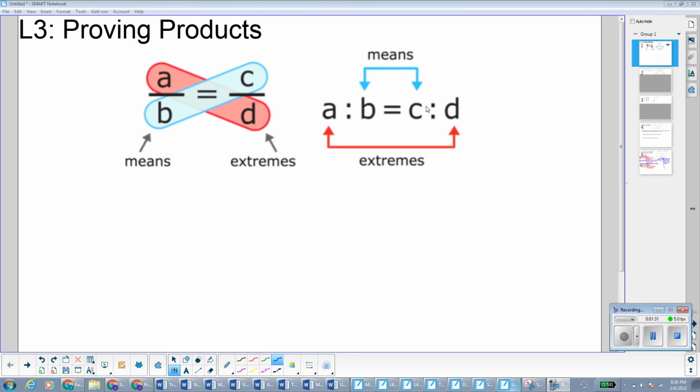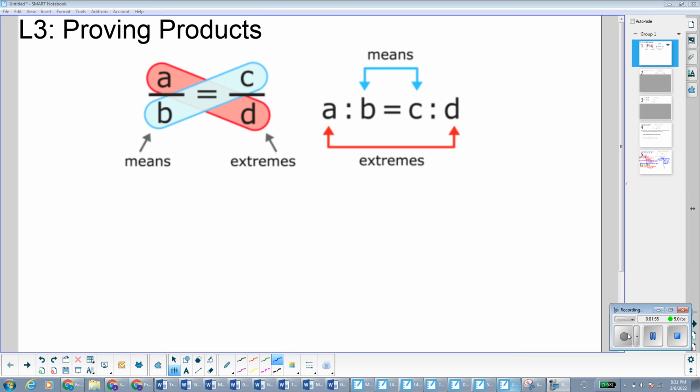So once again, you can just remember the positions that the terms are in. If your numbers or your letters are in the position of A and D, we call them extremes. If they're in the position of B and C, we call them the means. Now that we got our vocabulary down, we are all ready to move forward.